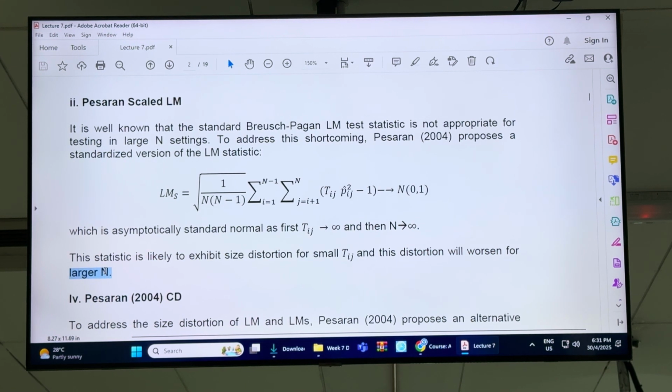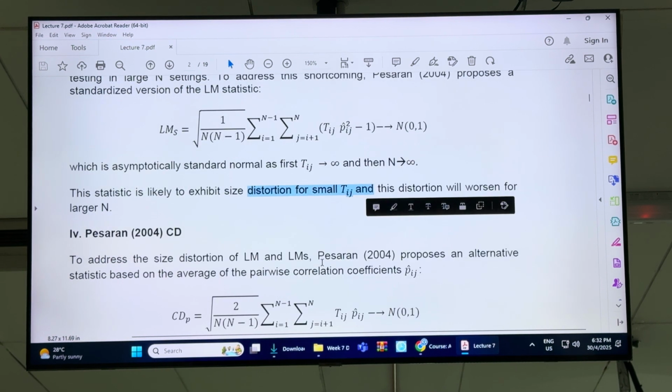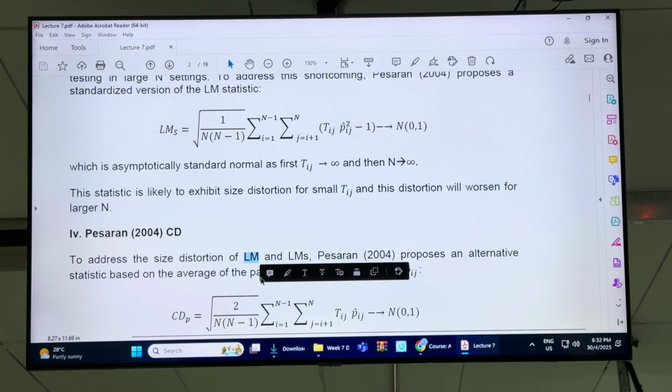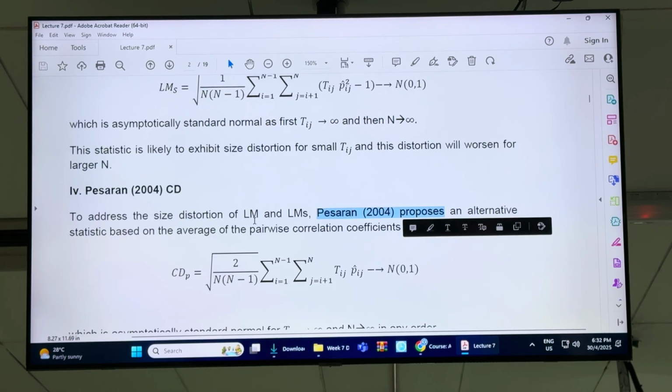Even though you solve the large N issue, how do you solve the T issue? Even though you say you have a very huge T, you're going to have a problem when you have a small T. So Pesaran 2004 comes in to solve this issue for the original Lagrange multiplier and also for the scaled Lagrange multiplier. Pesaran proposed another test.